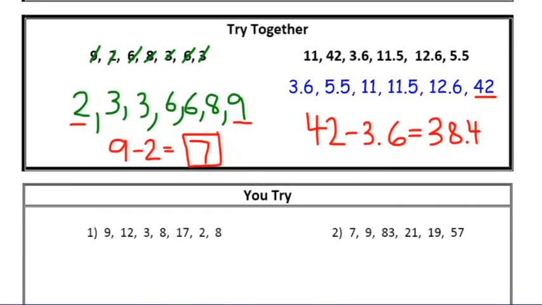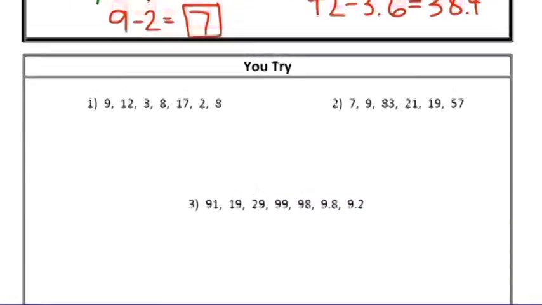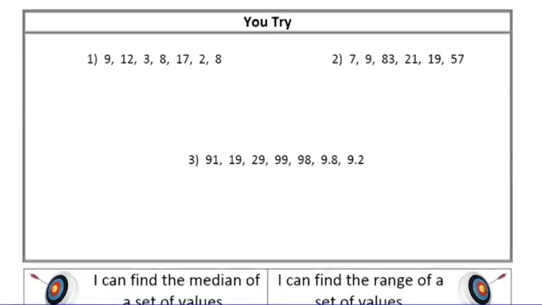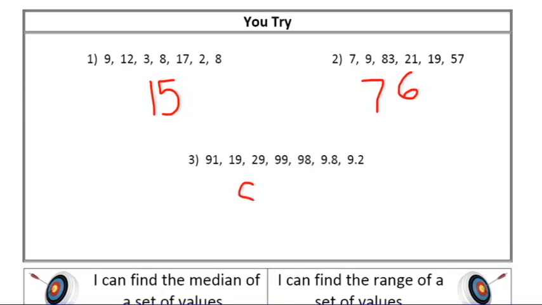On your own, try problems 1 through 3. Show your work. When you're ready, come back. Hit pause now and try the problems. Welcome back. The answers should be for number 1, 15. Number 2, you should get 76. And for number 3, 89.8.